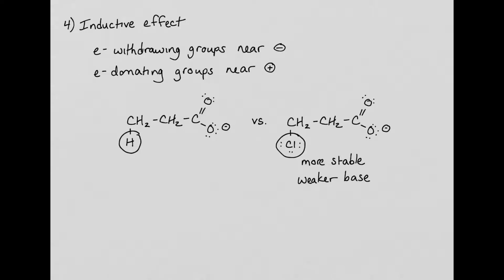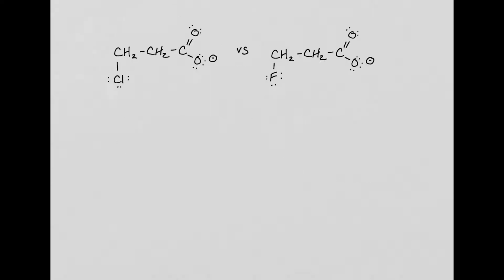The magnitude of the inductive effect changes with both the electronegativity of the atom as well as the distance of that atom from the charge that it's helping to stabilize. Let's look at two more examples. If we compare the strengths of these two bases, the one on the left is stronger than the one on the right. Fluorine is more electronegative than chlorine, so it pulls harder on the electron density in that ion, helping to stabilize it more than the chlorine can stabilize its ion.